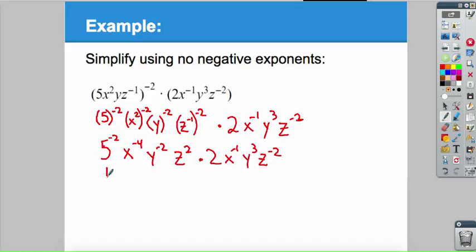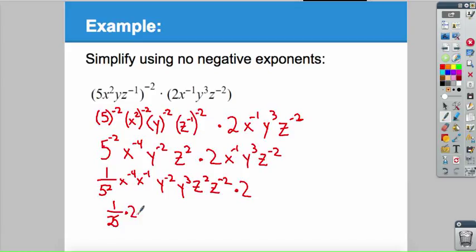So I know that this right here is 1 over 5 squared. I have x to the negative fourth, x to the negative first. I have y to the negative second, y to the third. And I have z squared, z to the negative second. And then I still have a times 2 sitting there as well. So if we go ahead and keep simplifying, I've got 1 over 25 times 2. I'm going to go ahead and group my numbers together.